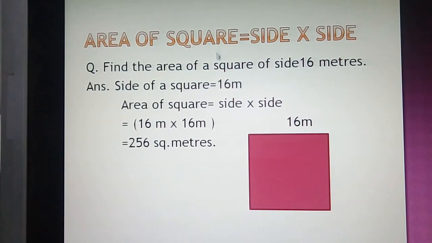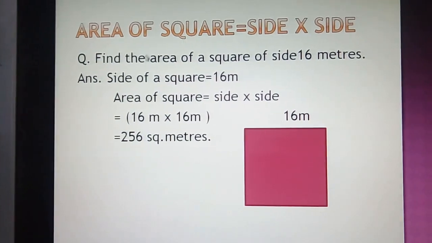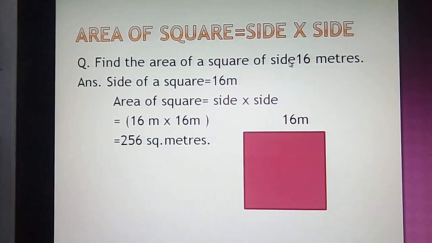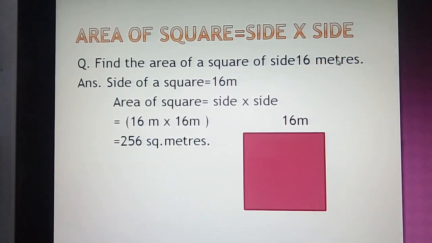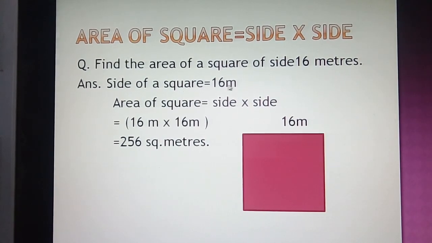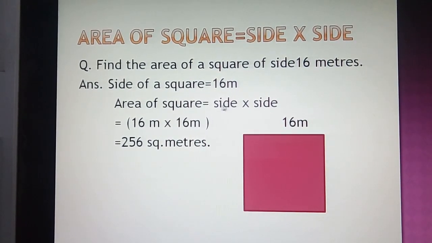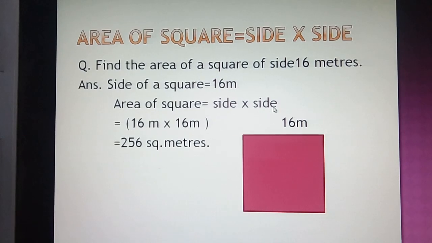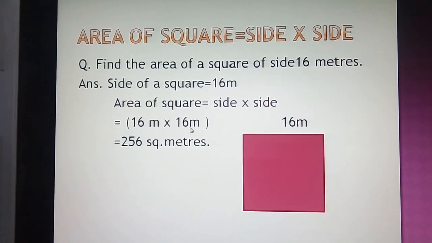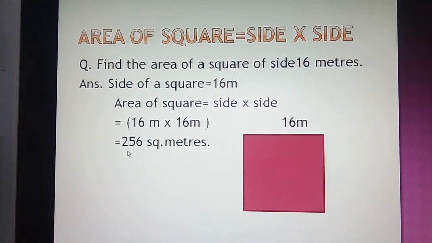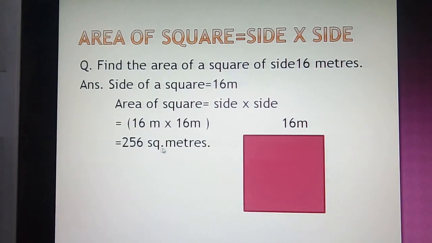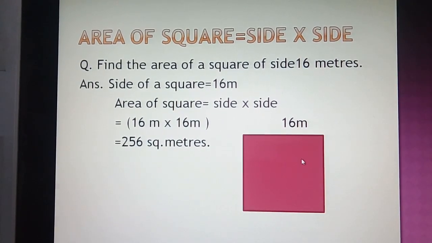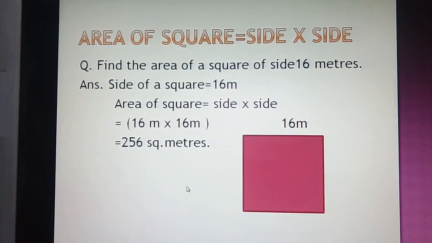Now area of a square, side multiply side. Find the area of a square of side 16 meters. Side of a square is 16 meter. The formula for area of a square is side multiply side. So 16 meter multiplied by 16 meter, 256 square meters, the area of this square.